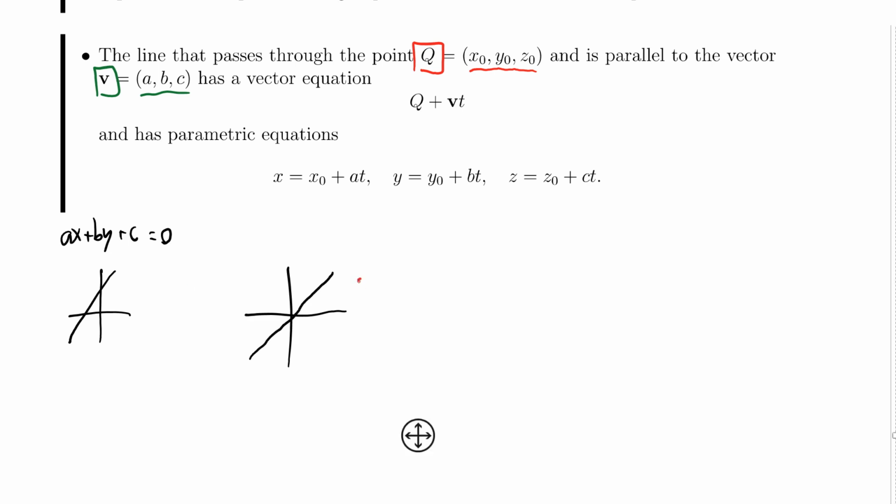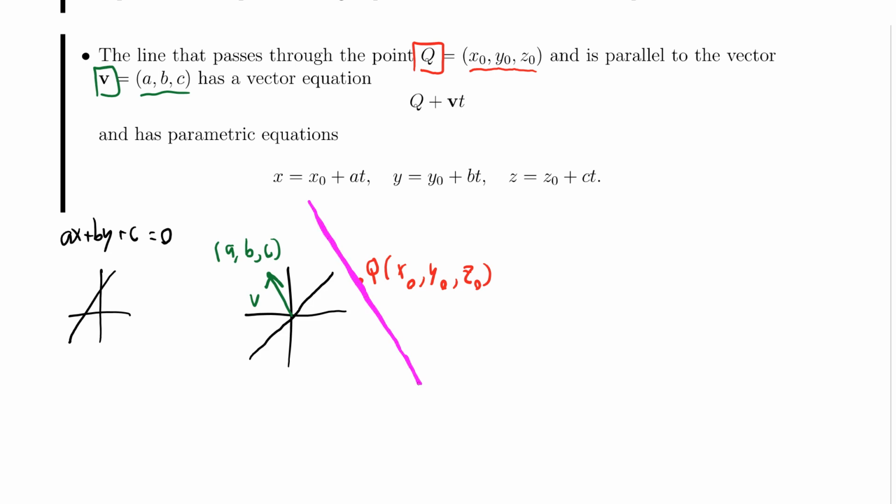I have a point Q. The coordinate of this guy is going to be x0, y0, and then z0. And I have another vector v. So this is my vector v. The coordinate at the endpoint of this vector is going to be (a, b, c). Well, it's not hard to imagine that a line parallel to this vector v and passing through Q is going to look something like this.